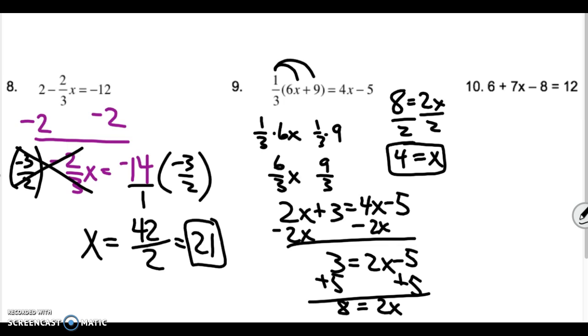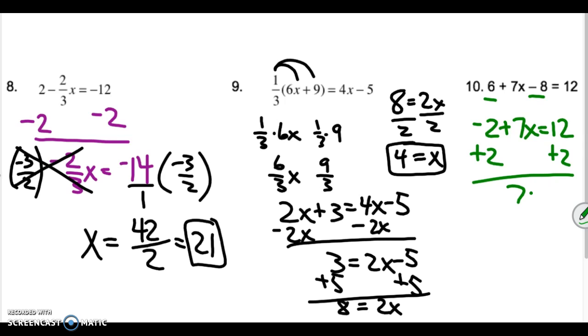All right, last problem on this row. A little bit of like terms right here. We can go with the 6 and the negative 8. They're going to add up to negative 2 plus 7x is equal to 12. And then we're going to add 2 to both sides. 7x is equal to 14. And divide by 7. X is equal to positive 2.